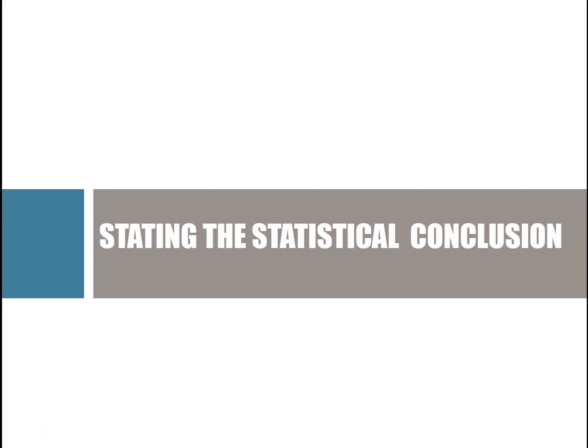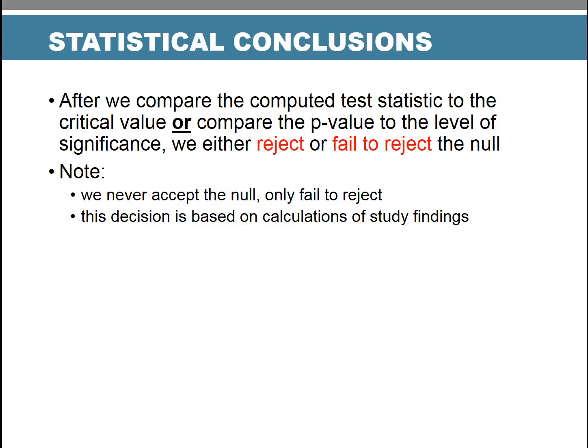Once we've determined significance, we're going to state what our statistical conclusion is. So after we have either compared the computed test statistic to the critical value, or we compare the p-value to the level of significance, we either reject or fail to reject the null hypothesis. Some people will use the phrase accept the null hypothesis. I personally don't like that phrase, so I like to say that we fail to reject the null hypothesis.